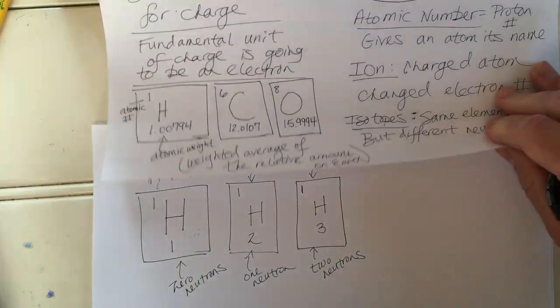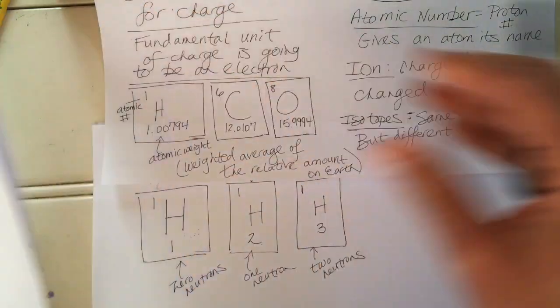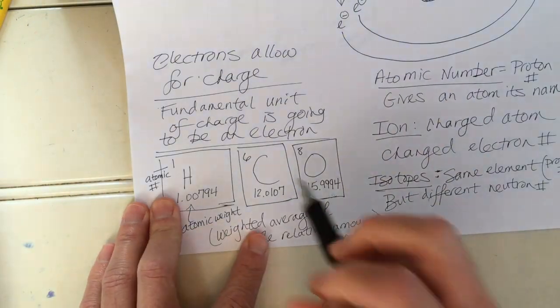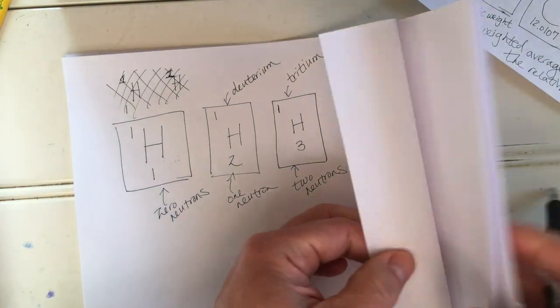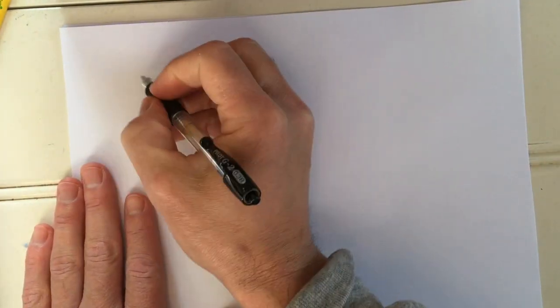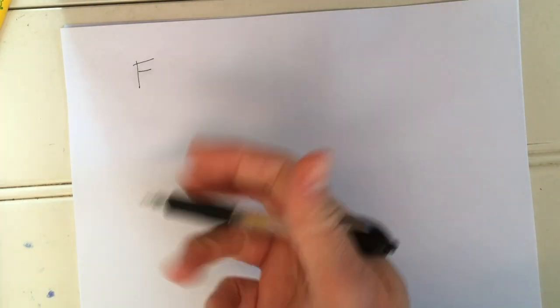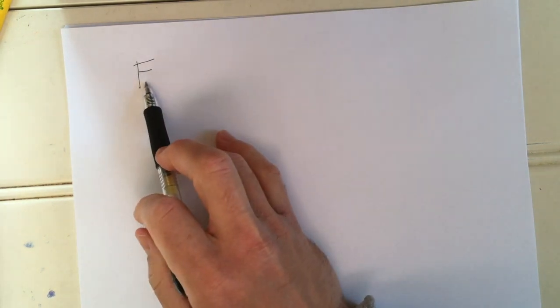Okay, so moving on. Why talk about the atom, right? Because the fundamental unit of charge is going to be an electron. So let's look at fluorine for a second, right? And let me get a blank sheet of paper. All right, so fluorine, I'm just picking fluorine. I could have picked any element. Fluorine is a halogen. It's in, I think, the 7th column. It has a -1 charge is what it likes.